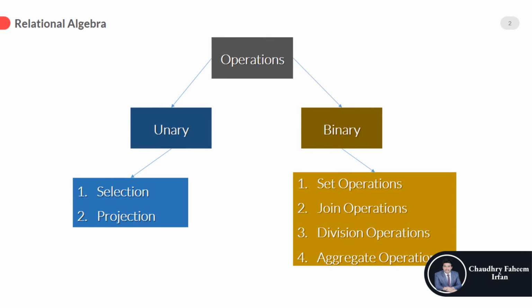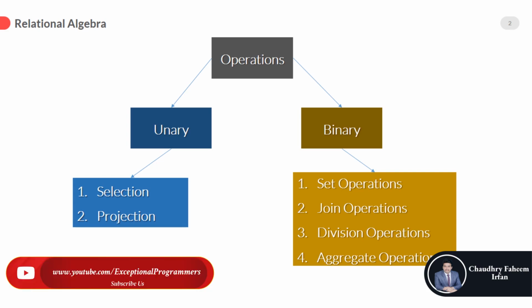So operations are divided into two types. One is unary and the second one is binary. Unary has two types. First one is selection and second one is projection. Binary has 4 types. Number 1 is set operations, join operations, division operations, and aggregate operations.